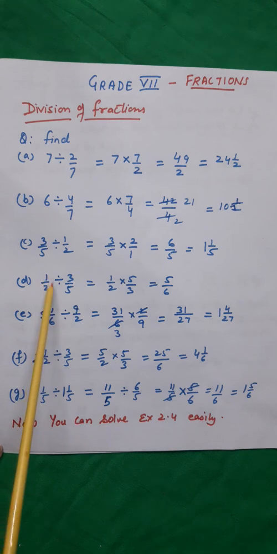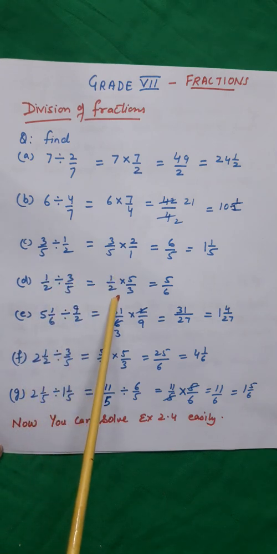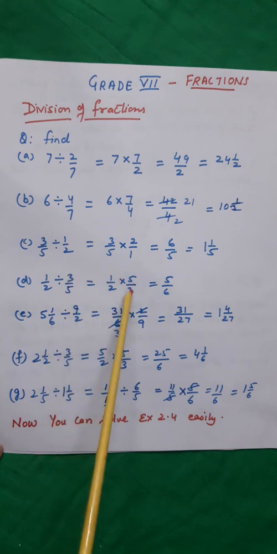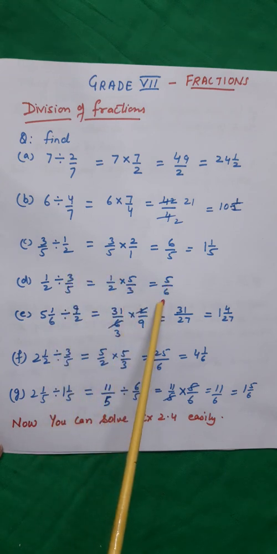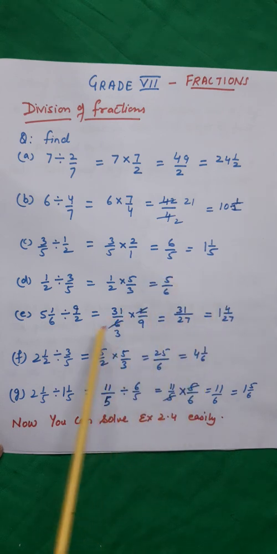D part. 1 upon 2 divided by 3 upon 5. This is equal to 1 upon 2 multiplied by 5 upon 3, which is equal to 5 upon 6. It is a proper fraction, so we need not change.